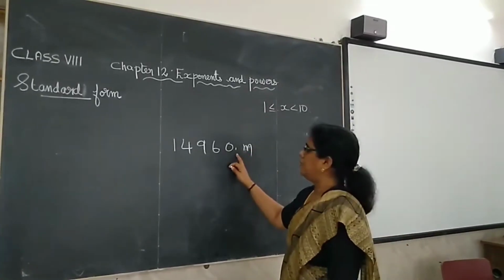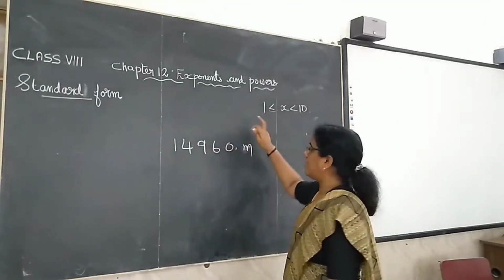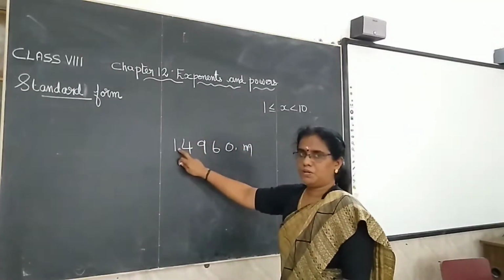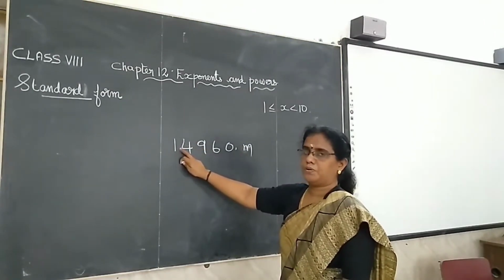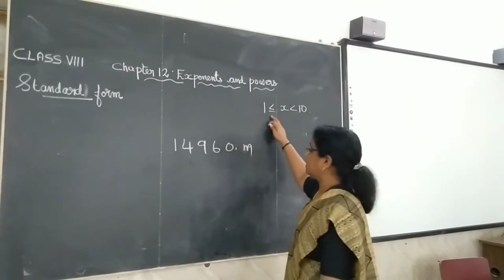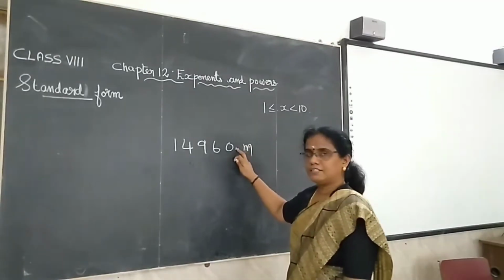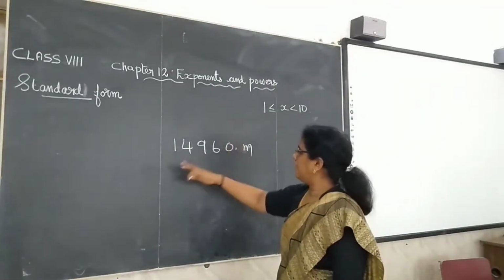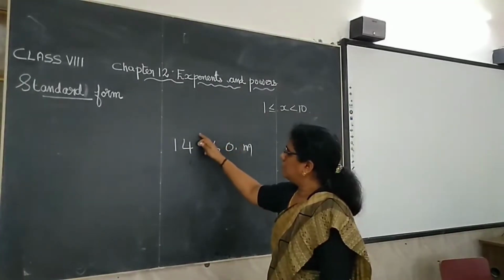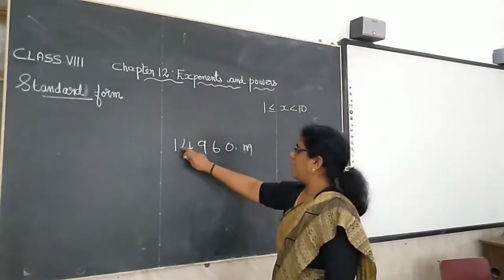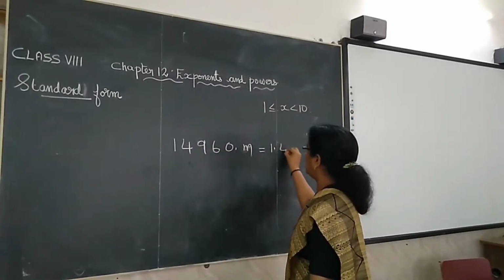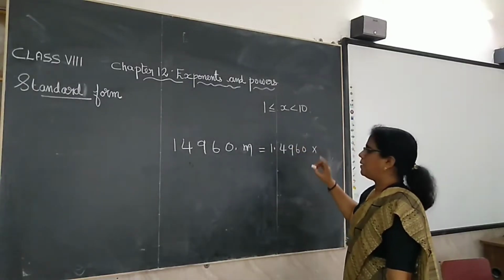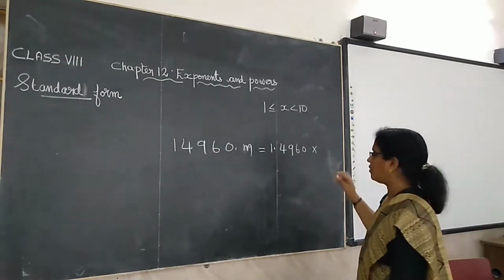Now our answer should have the first part between 1 and 10. So we have to take the decimal from here to here. Then only it will be between 1 and 10, 1.4 something, and satisfy this condition. So shift the decimal backward, that is to the left side: 1 place, 2, 3, 4. So the answer becomes 1.4960.